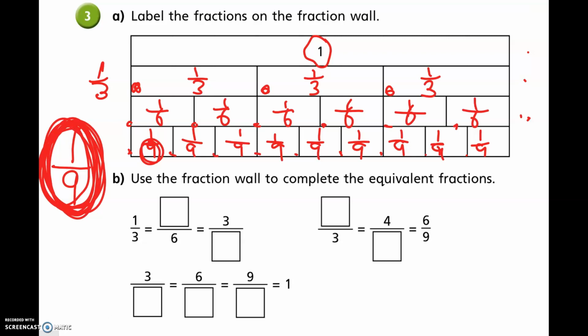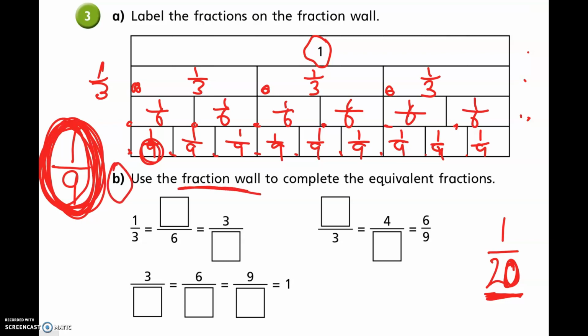So what if it was split into 20 pieces? You'd be feeding 20 people. And some people think, oh, that's a big number because it's got 20 in the bottom. No, it means it's small because it's been split into 20 little bits. So you only get a tiny little bit of chocolate. So let's look now at part B.